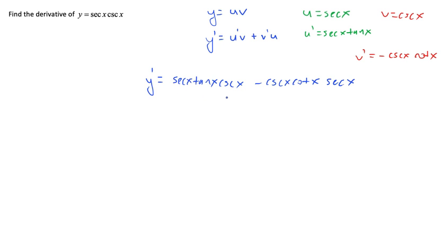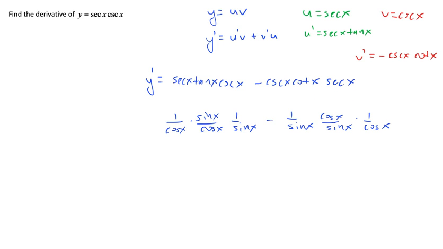let's just try to do a little simplification. I know that secant is 1 over cosine. I know tangent is sine over cosine. And I know that cosecant is 1 over sine. Similarly, cosecant is 1 over sine, cotangent is cosine over sine, and secant is 1 over cosine.